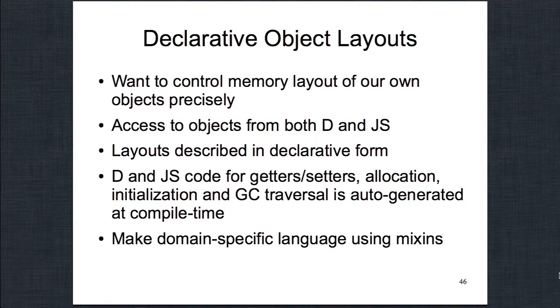So what I wanted to do was control the memory layout of objects inside of my JavaScript heap precisely, and I wanted to be able to access those objects from both D and JavaScript. So I wanted to make a little declarative language that would describe the layout of my objects, and then I would automatically, at compile time, generate D and JavaScript code that would implement my getters, my setters, functions to allocate objects, functions to traverse objects inside of the garbage collector, all automatically generated.